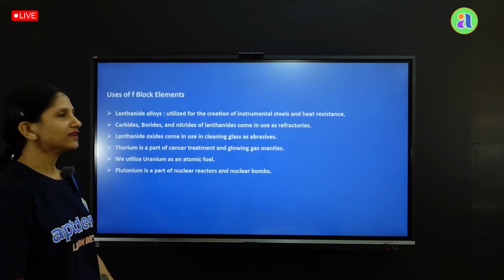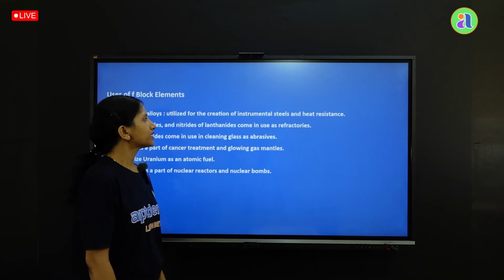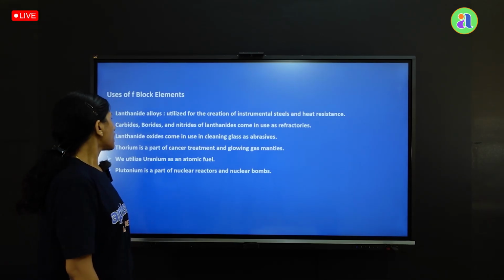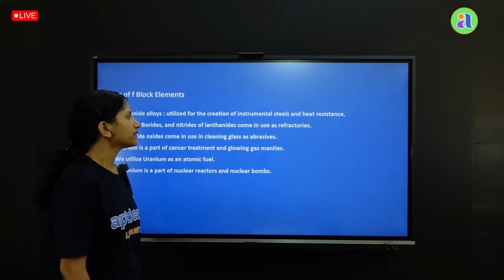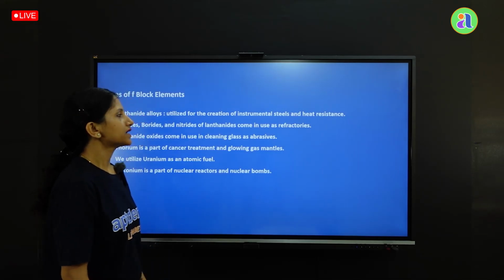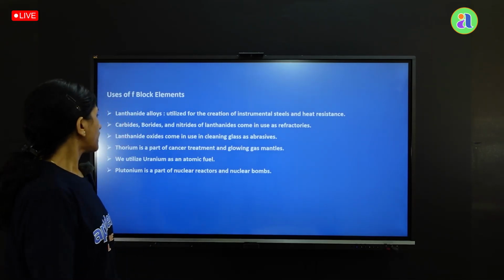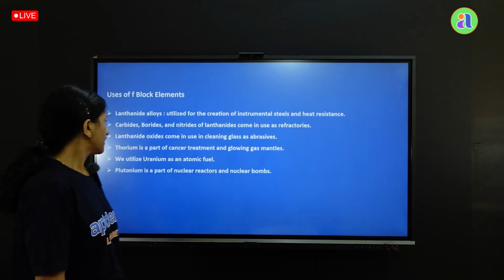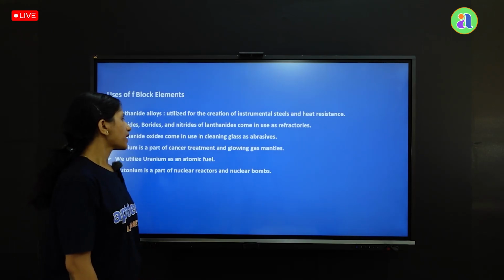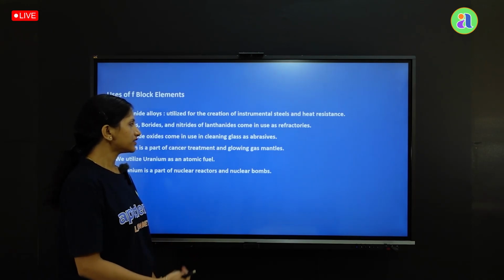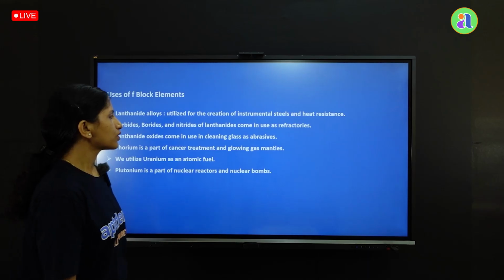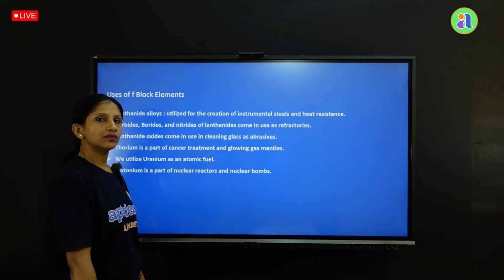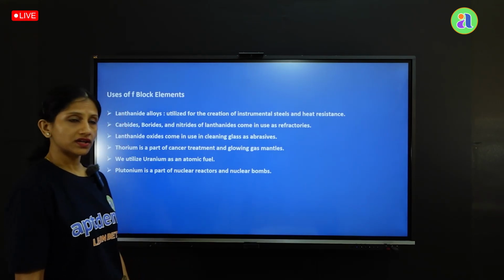So lanthanide alloys basically are utilized for the creation of instrument steels and heat resistance. Carbides, borides and nitrides of lanthanides may come in use as refractories. Lanthanide oxide can be used in cleaning glass as abrasives. Thorium can be used as a part of cancer treatment, you can imagine that, and also for glowing gas mantles.